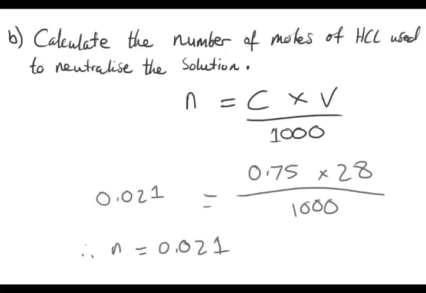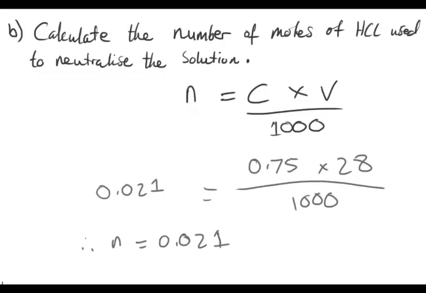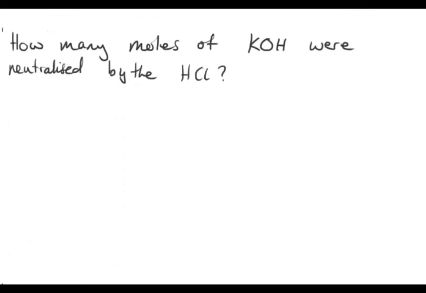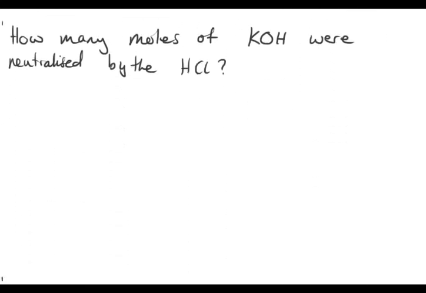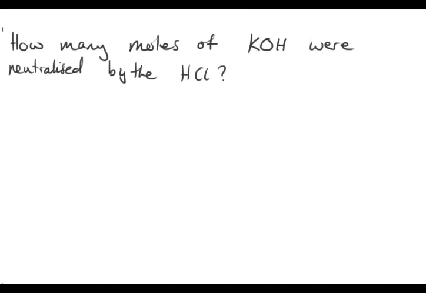And so now let's move on to the next question. The next question says, how many moles of KOH were neutralized by the HCl? Now, in order to deduce this, we would need to look at the ratio between the number of moles, which is given by the equation. And so it's a ratio between the moles of HCl and the moles of KOH.